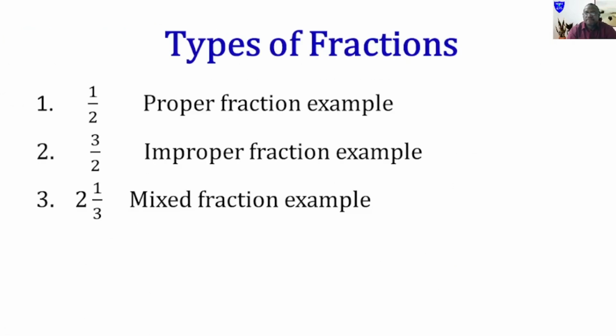Okay, now let's look at the types of fractions. These are the types of fractions that you come across. You've got a proper fraction, right? Now a proper fraction has the numerator. The numerator is simply the number on top, right? The numerator is smaller than the denominator. The denominator is the number at the bottom there. So for a proper fraction, you have a numerator being less than the denominator.